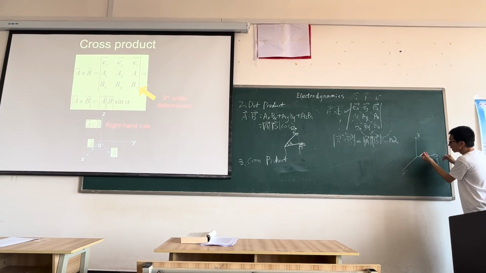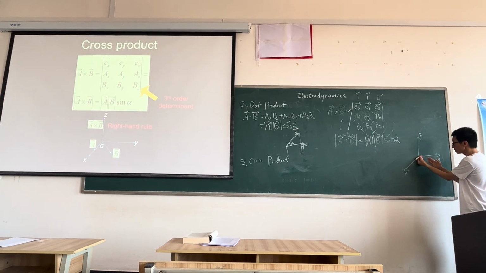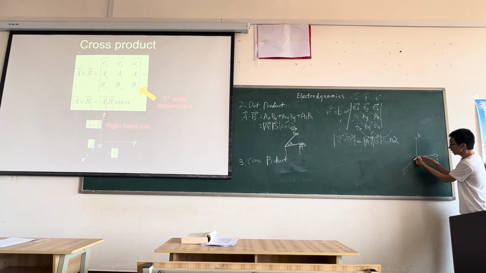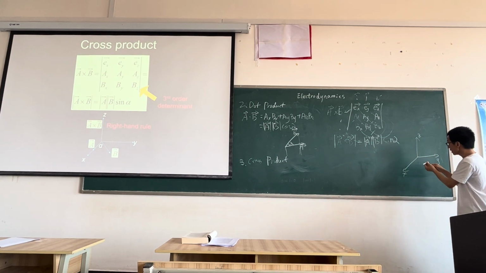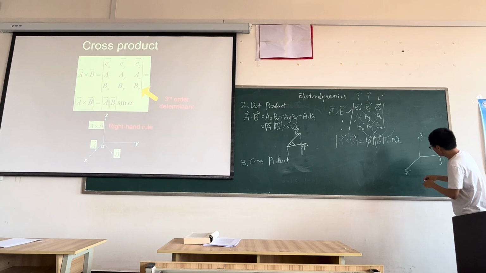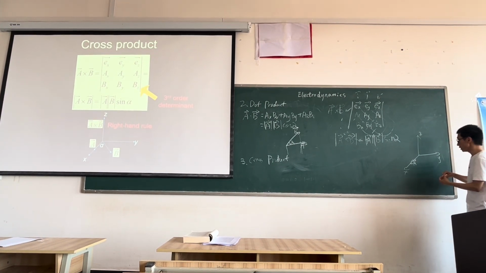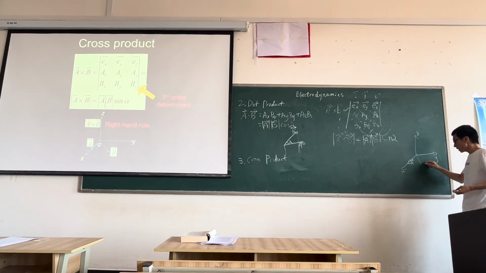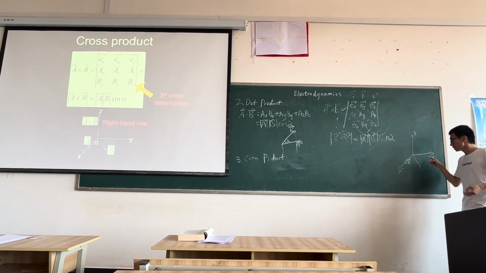We can choose A in the direction of the x-axis, and we can choose B so that B falls in the plane of xy. In this case, A is in the direction of x, and vector B is in the xy plane.